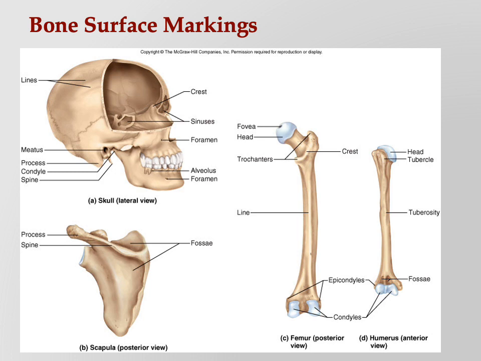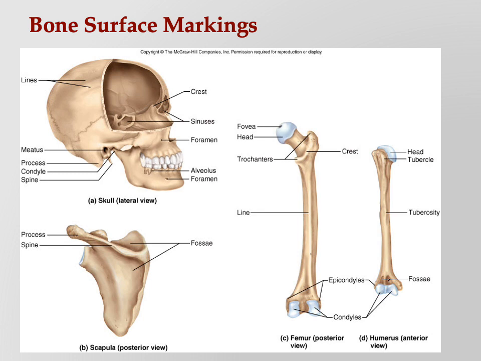Here you see a bunch of examples. We see a spine on the scapula. We see the fossae. Those are the depressions above and below the spine. Guess what you might call the depression above the spine? How about the supraspinous fossa? What about the depression below the spine? The subspinous or the infraspinous fossa. So there you see.